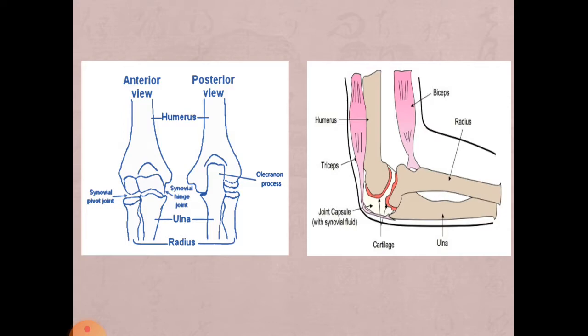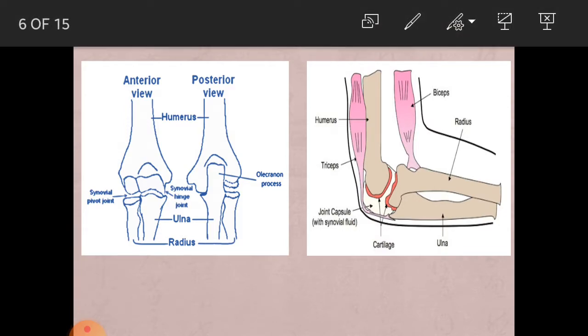So you have the structures that are involved for the stabilization of this joint, and here you can appreciate the joint capsule which is providing the strength to this joint, and also there are the anterior, posterior, medial and lateral ligaments that provide the joint stability.